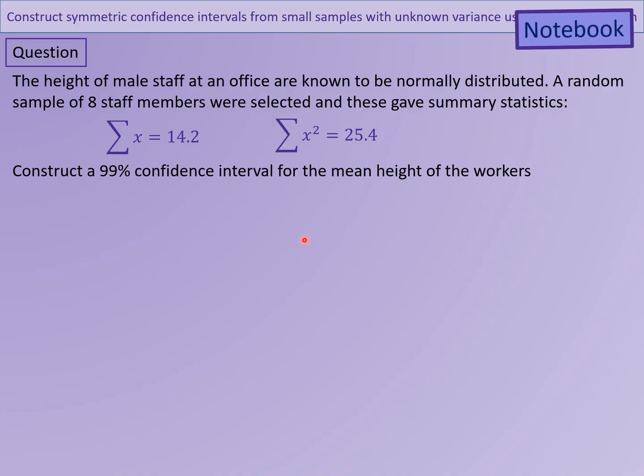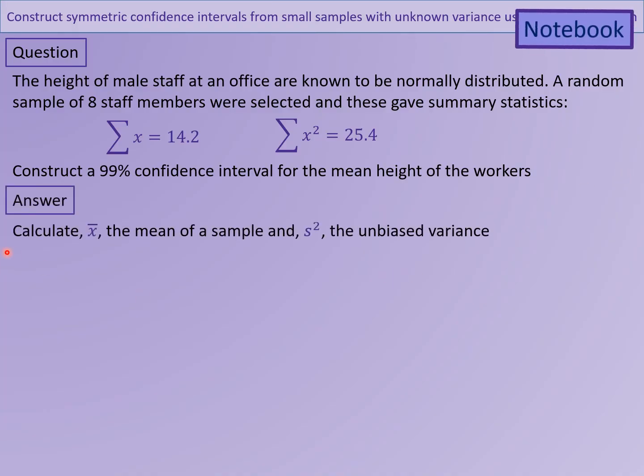Okay, so hopefully you picked t-distribution. You can see why. They're normally distributed, good, that's essential. Small sample, 8. No mention of the parent standard deviation. Okay, nothing's mentioned about the standard deviation given to you. So therefore it's going to be t-distribution.